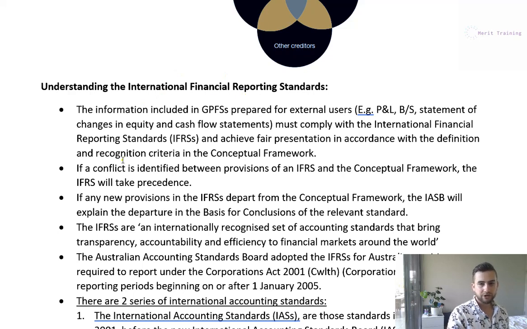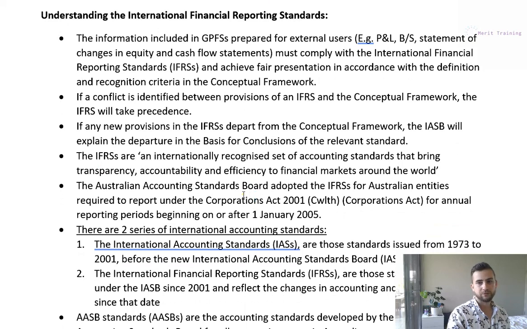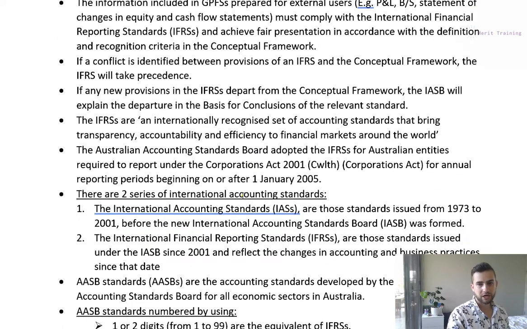The information included in general purpose financial statements, prepared for external users, for example the P&L, the balance sheet, statement of changes in equity and cash flow statements, must comply with the IFRS, the International Financial Reporting Standards, and achieve fair presentation in accordance with the definition and recognition criteria in the conceptual framework. If a conflict is identified between the provisions of an IFRS and the conceptual framework, the IFRS will take precedence. If any new provisions in the IFRS depart from the conceptual framework, the IASB will explain the departure and the basis for conclusions of the relevant standard.